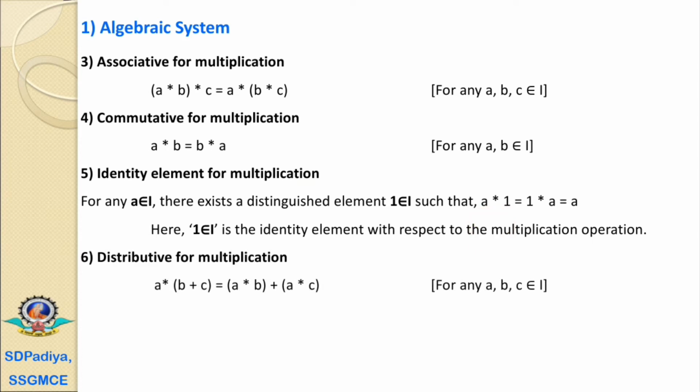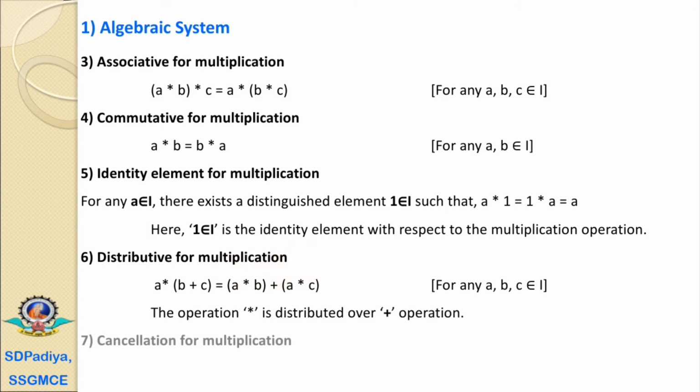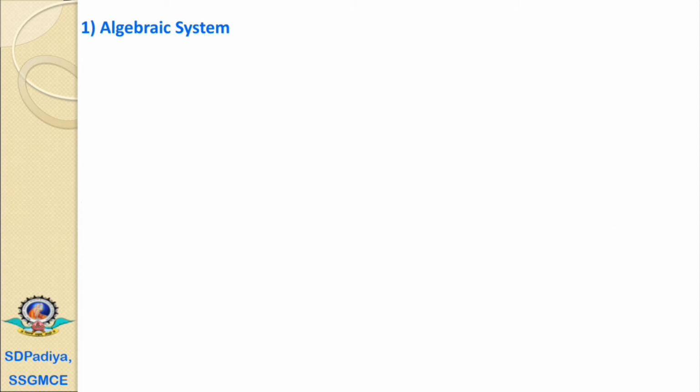For the set of natural numbers we can perform the distributive property for multiplication, same as previously, that is a × (b + c) equals a × b + a × c. And the same for the cancellation property for multiplication: if a × b equals a × c, then we can cancel the a, and we conclude that b equals c for any two elements that belong to the set of natural numbers.